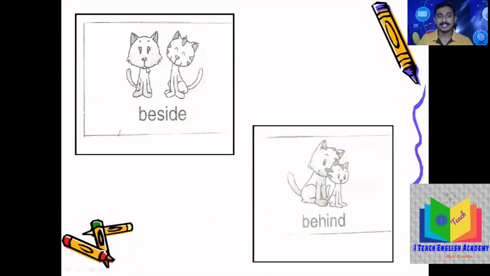Beside. Beside means just by the side of. This cat is beside the other cat. I am standing beside my friend. I am sitting beside my friend. You can say. Behind means at the back of. The bigger cat is at the back of, behind the smaller cat. He is hiding behind the door. She is standing behind the wall.